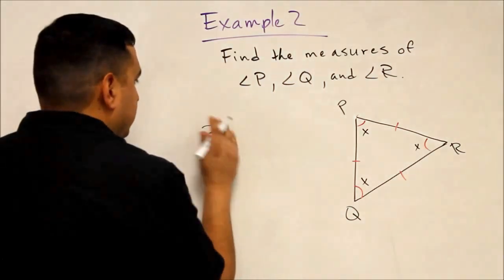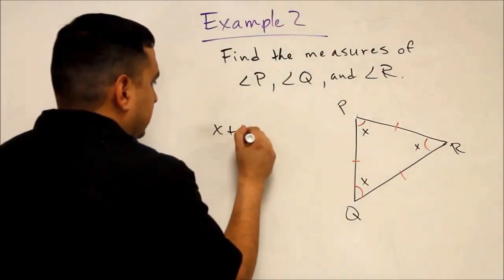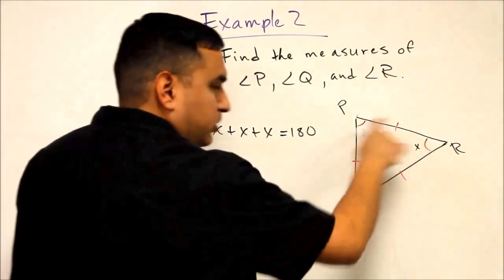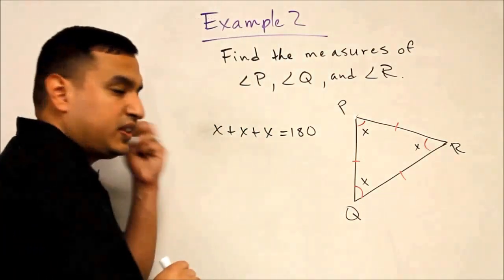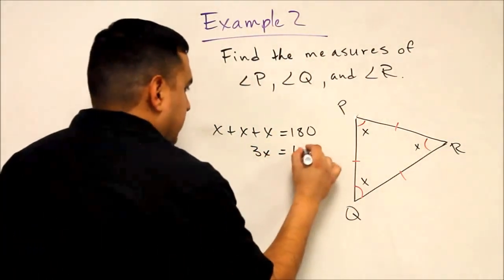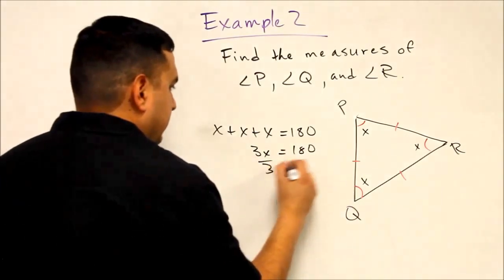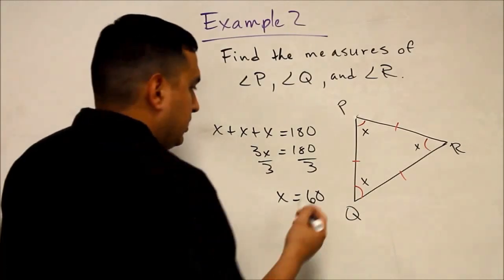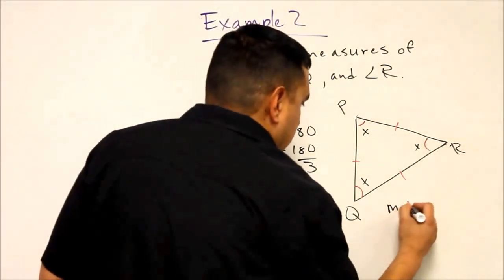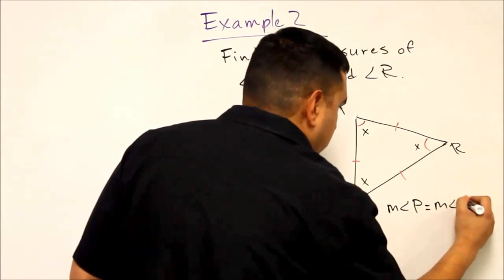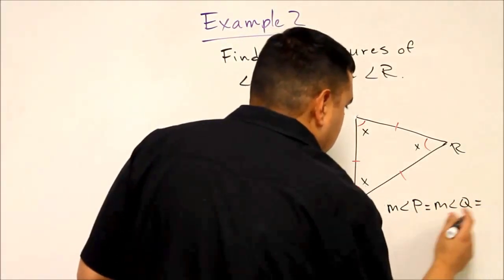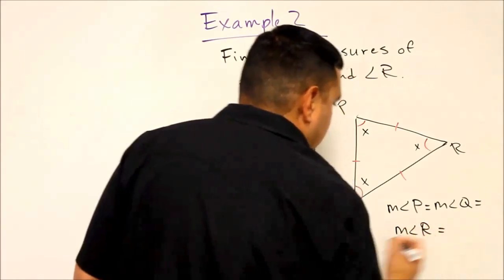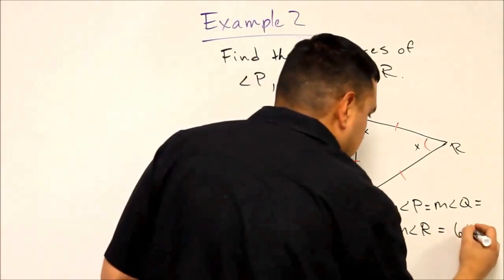So adding them up, x plus x plus x has to be 180, because all three angles inside a triangle add up to 180. Since they all happen to be the same, I have 3x. And if I divide by 3 on both sides, I get that x represents 60 degrees. So I know the measure of angle P is equal to the measure of angle Q, which is equal to the measure of angle R, and all of those have to equal 60 degrees.